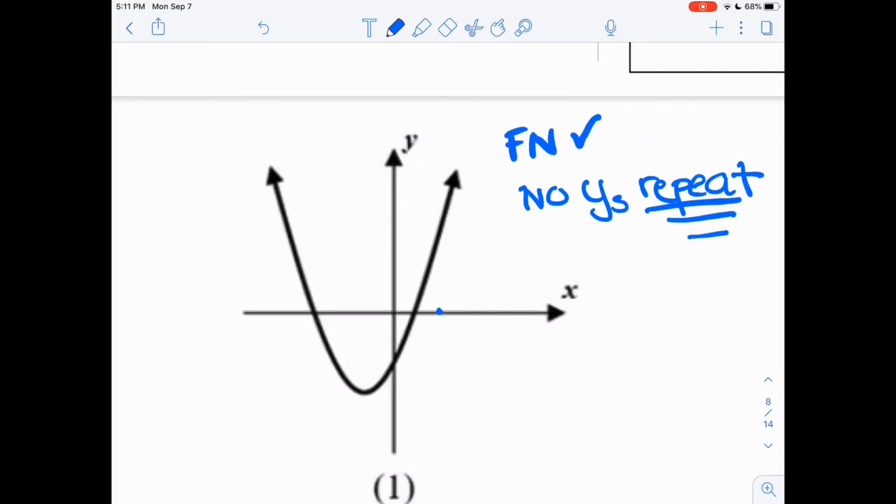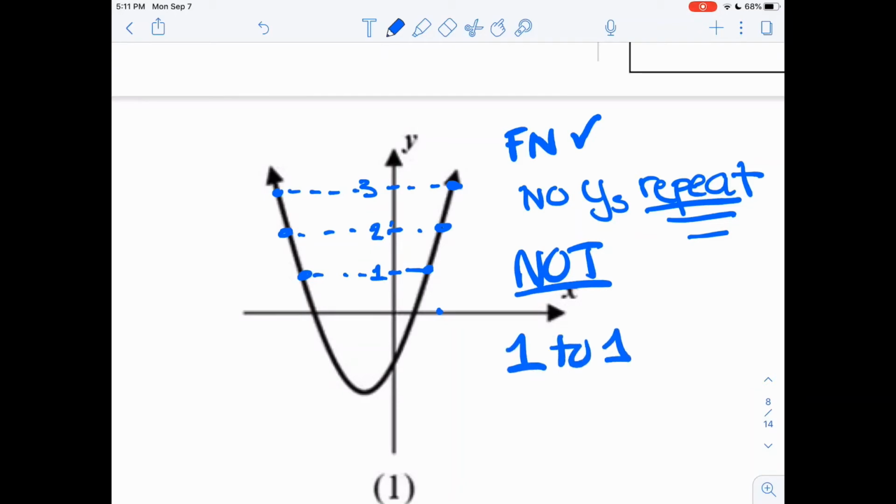Well, when I look, I see that this y value, let's say it's a 1, shows up twice. This y value, let's say it's 2, shows up twice. Same for this y value up here. It shows up twice. This function is not 1 to 1.